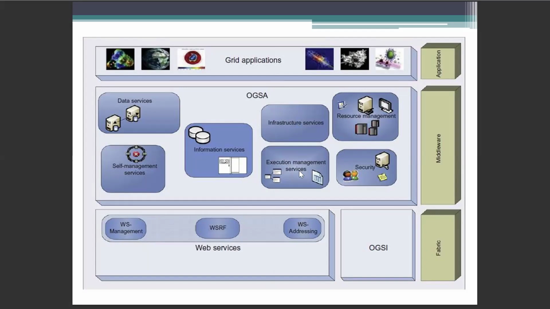The complete service, or the complete workflow, will be processed here in the execution management service. And coming to the next one, which is the data management service, which includes the data service and the information service there.